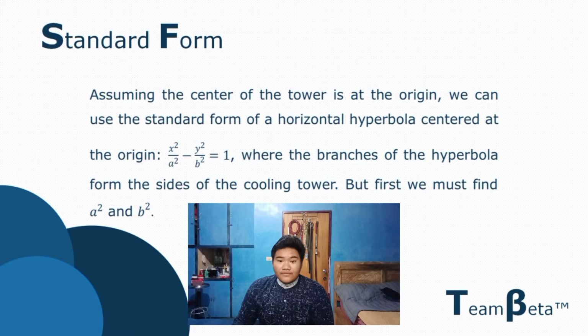Assuming that the center of the tower is at the origin, we can use the standard form of a horizontal hyperbola centered at the origin. The standard form is x squared over a squared minus y squared over b squared equals 1, where the branches of the hyperbola form the sides of the cooling tower. But first, we must find what a squared and b squared are.